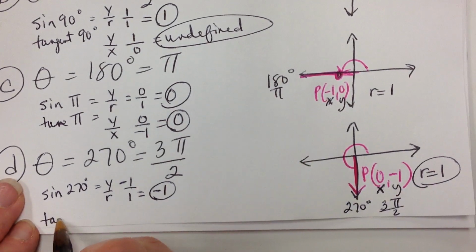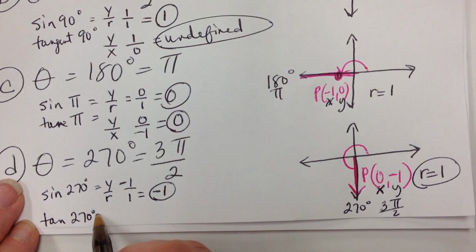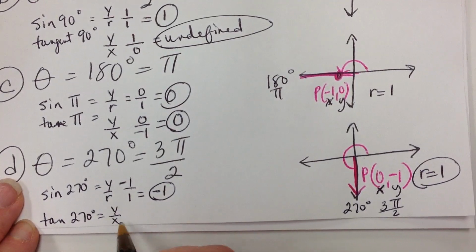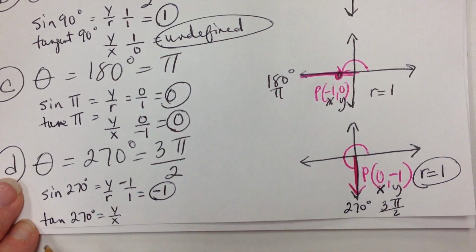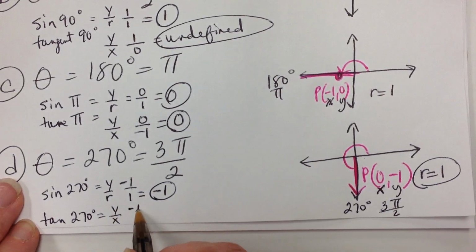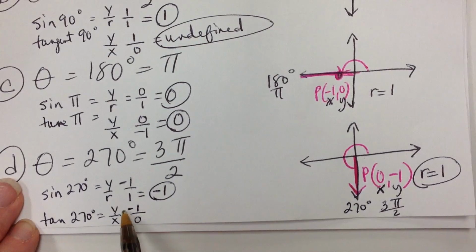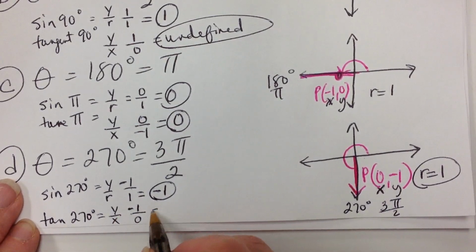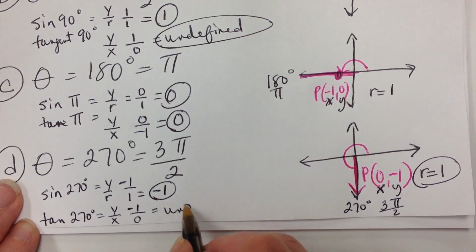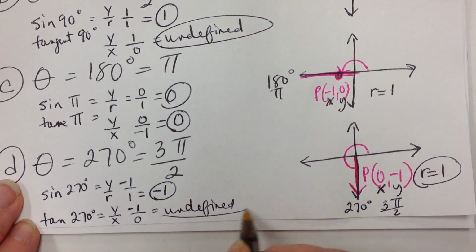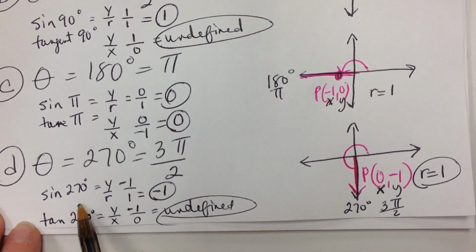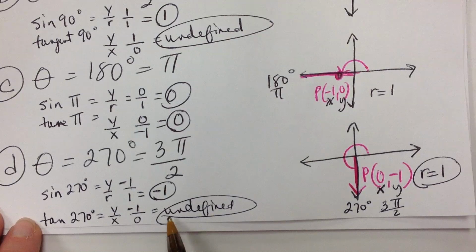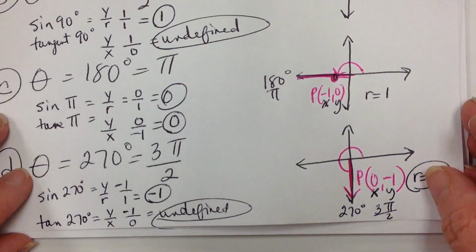And last, let's find tangent of 270 degrees, which is y over x, excuse me. So that's -1 over 0. Y is -1, x is 0. So therefore, any number divided by 0 gives you undefined. So sine of 270 is -1, and tangent of 270 is undefined.